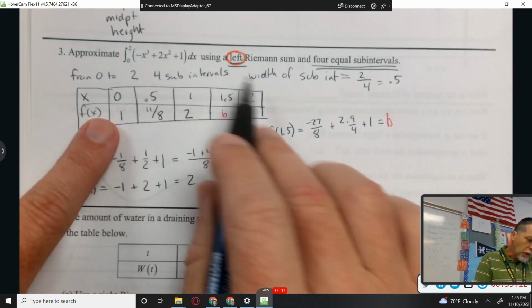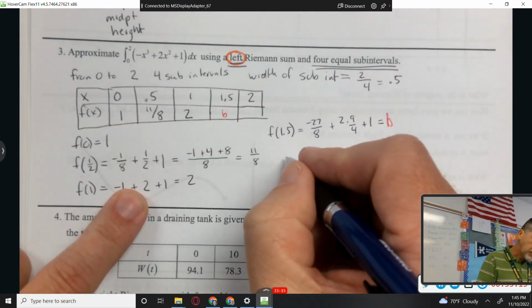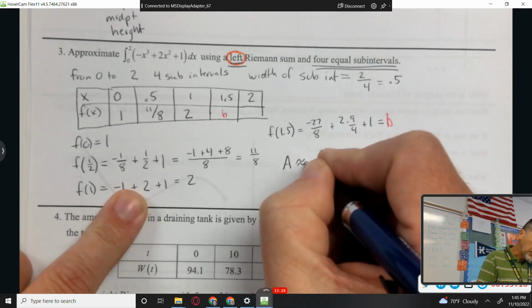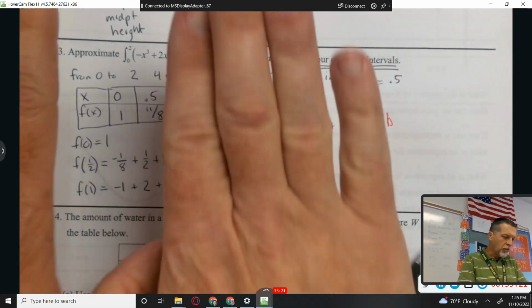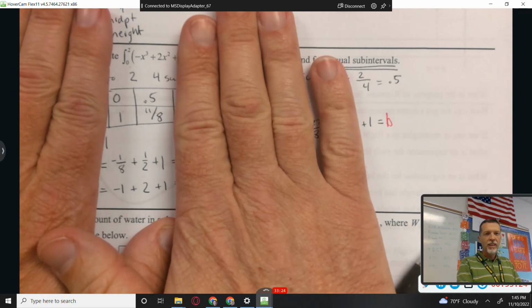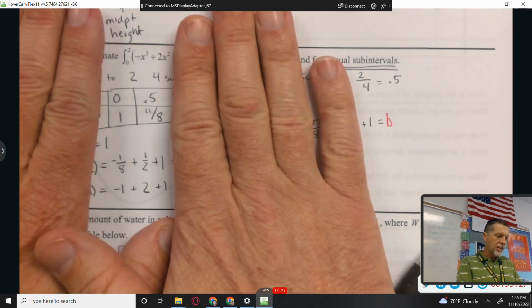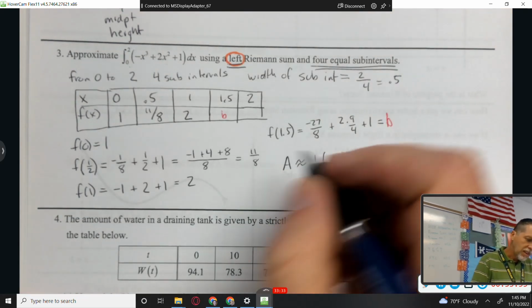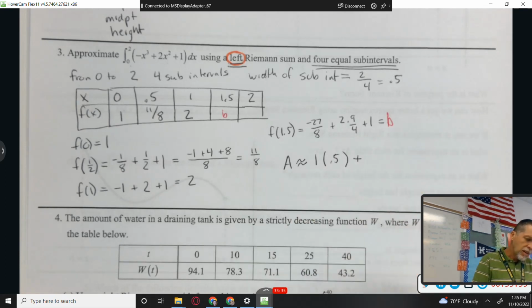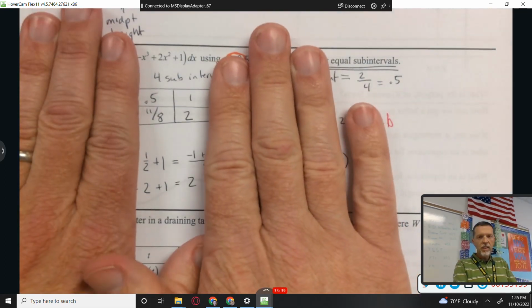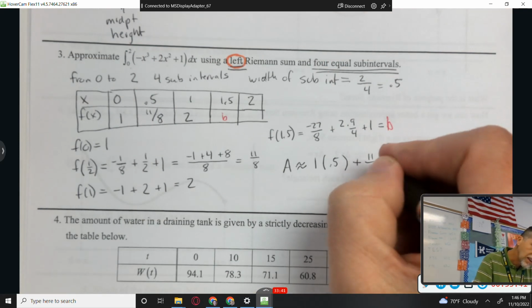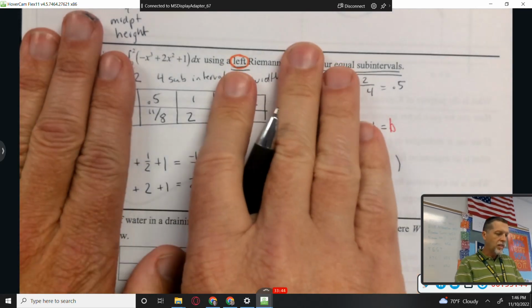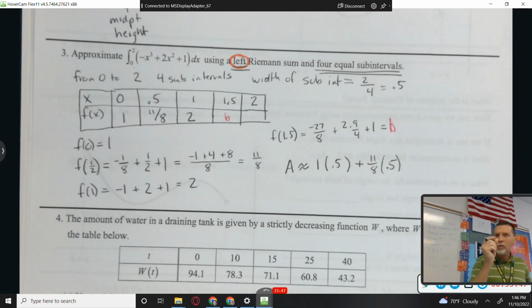All right, so the point of this was to build left rectangles. So the area is approximately equal to. My first rectangle, what number am I using for the height? I'm coming from the left. 1. And my width, 0.5, plus my next rectangle, 11/8 is my height, and my width is 0.5. We made these to be equal. The subintervals are all 0.5. That makes it a little bit easier. But you do have to pay attention because that's not always the case.